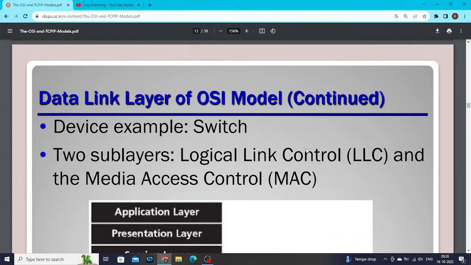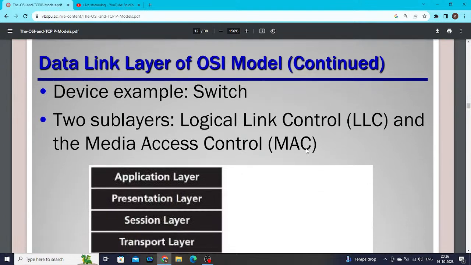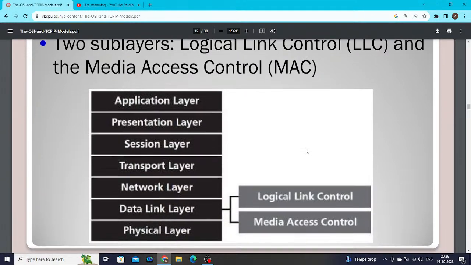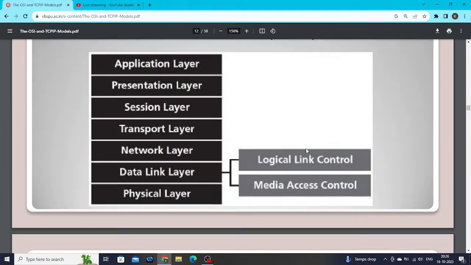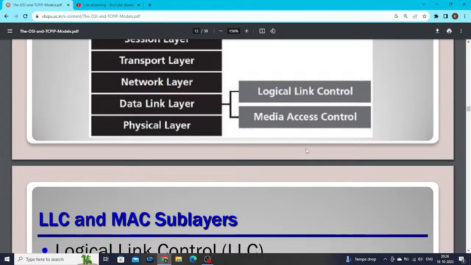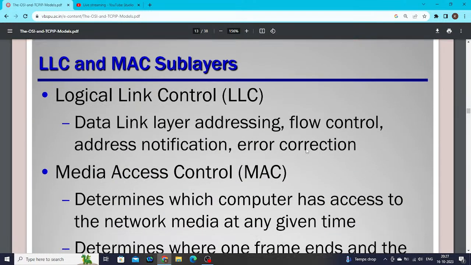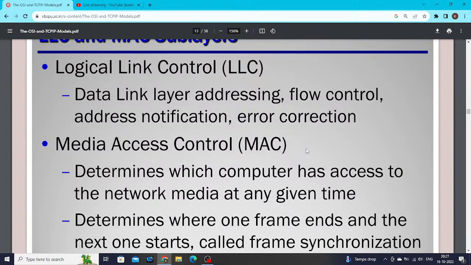Data link layer: devices like the switch, and two sublayers, the logical link control (LLC) and the media access control (MAC). So what are the logical link control and media access control? This is the data link layer part. Logical link control means data link layer addressing, flow control, address notification, and error correction. So this is your logical link control.